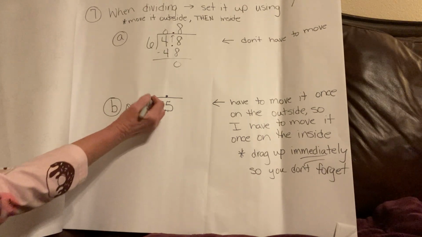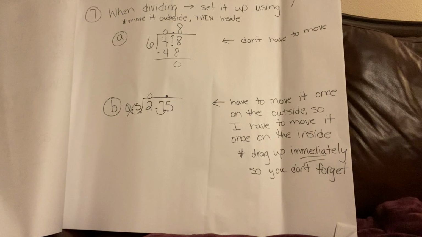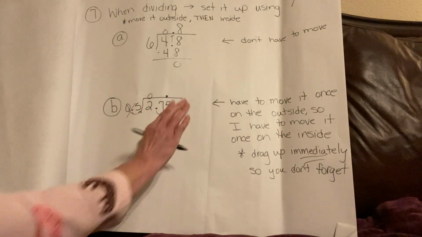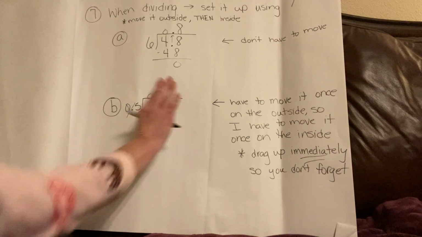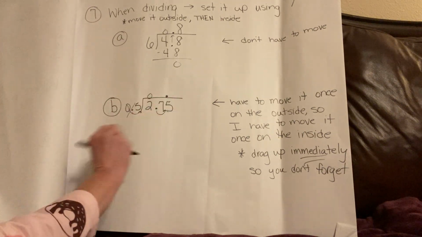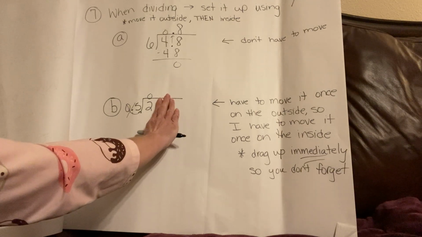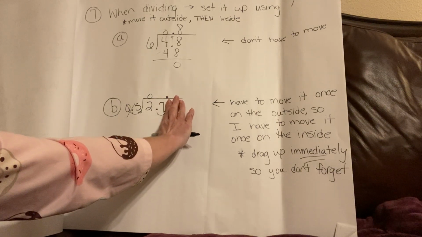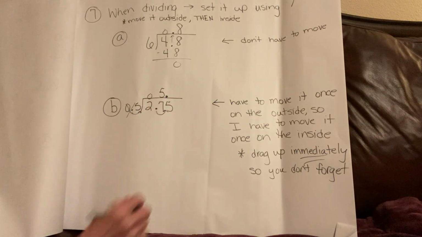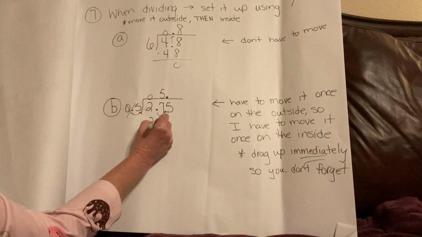5 won't go into 2, so 0 there. 5 will go into 27. If I don't try to look at it and say how many times will 5 go into 275, we don't have to worry about that. We're going to take it one at a time. It won't go into 2, but it will go into 27. 5 times 5 is 25.